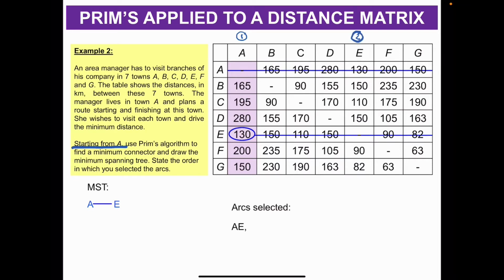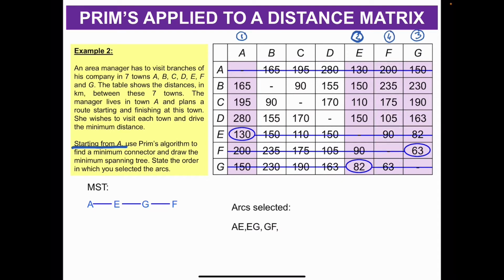So that means now I am inspecting 2 columns, A and E, and I'm looking for the smallest number in these 2 columns. You can find out easily by inspection that it's 82 and delete the rest of the row where you found it, that's the G. So the next arc selected would be EG, and my next column that I'm going to include, the third one, is the G. The smallest number in these 3 columns is 63, so that's in the F row. So next one is GF, and F will become my number 4.